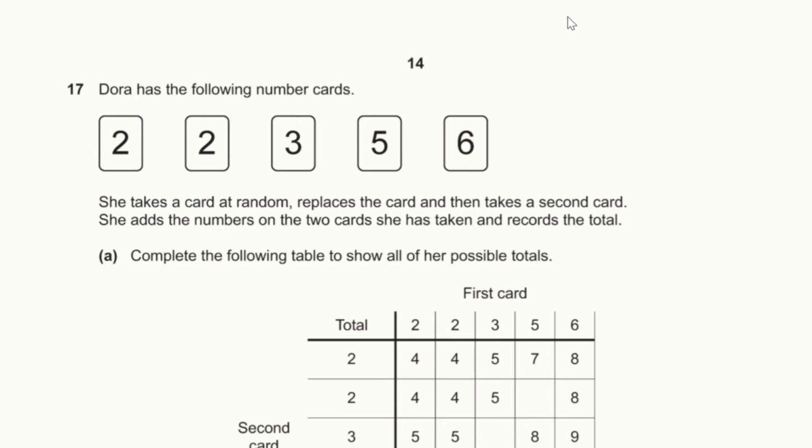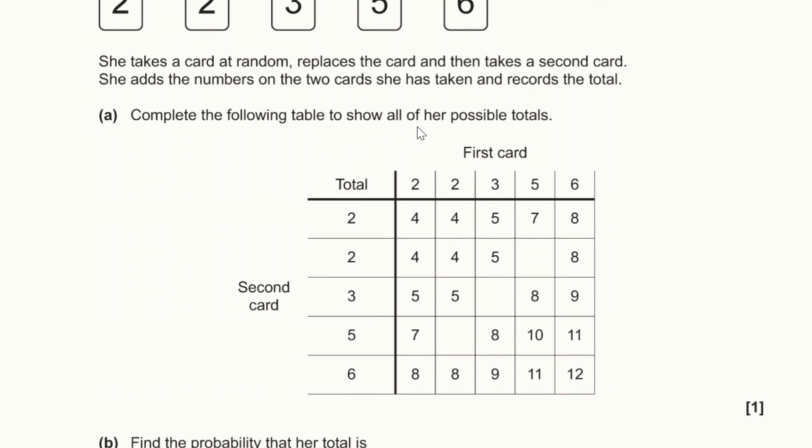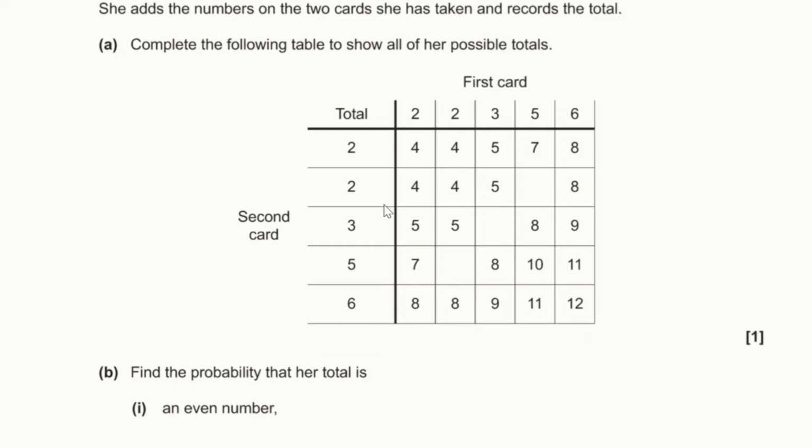Question number 17. Dora has the following number cards. She takes a card at random, replaces the card, and then takes a second card. She adds the numbers on the 2 cards she has taken and records the total. For part A, we have to complete the following table to show all of the possible totals. So here we've got 2 plus 5, which is 7, 3 plus 3, which is 6, 5 plus 2, which is 7. Here are all the possible totals.